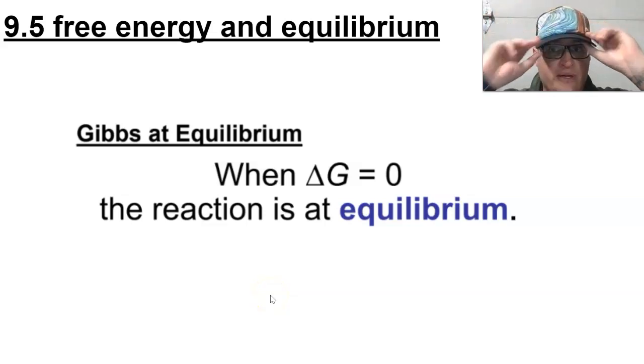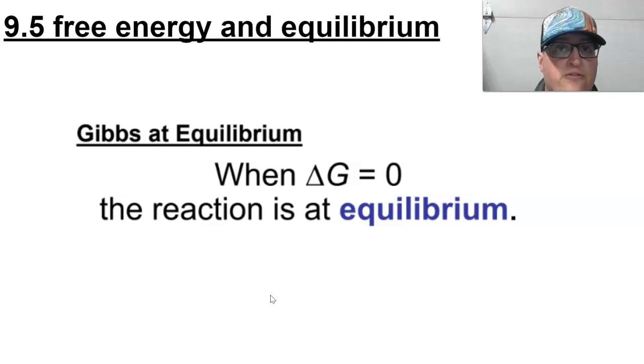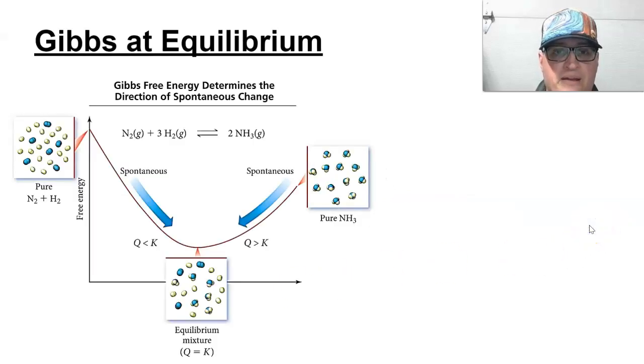Okay, so we're looking at the connection between free energy and equilibrium. Now, when something's at equilibrium, delta G is zero. And that kind of makes sense because if it was negative for one direction, then it would be positive for the other way. So it has to be zero in order for it to be a reversible reaction. One way we can see this is a change in Q and K.